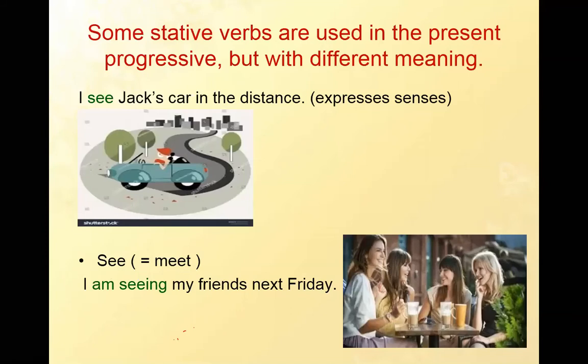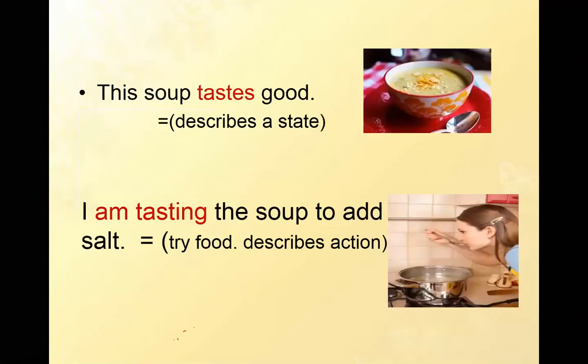It gives you the meaning of action, so it means meet. Again, if you are talking about state, we use present simple. If we are talking about action, we use present progressive or present continuous, like what we said yesterday. Simple state, continuous action. Okay. Another example, this soup tastes good. Here we describe a state. We describe the taste of the soup. So we use the present simple.